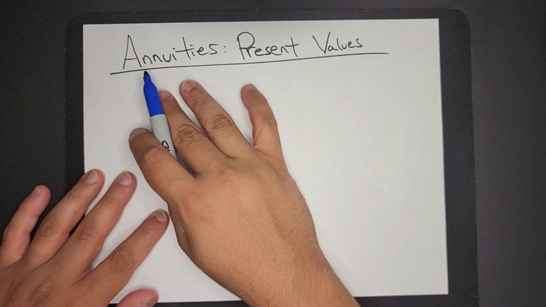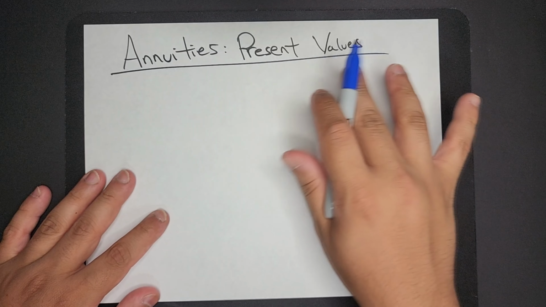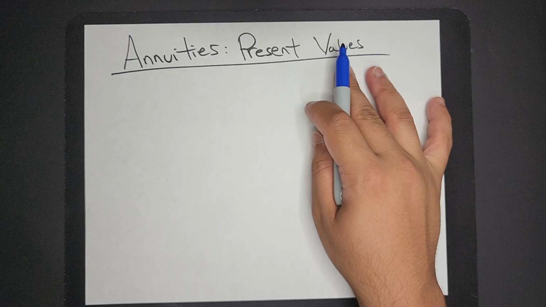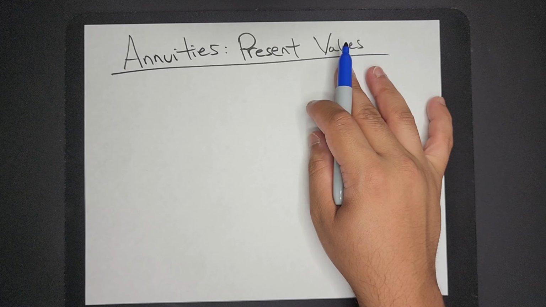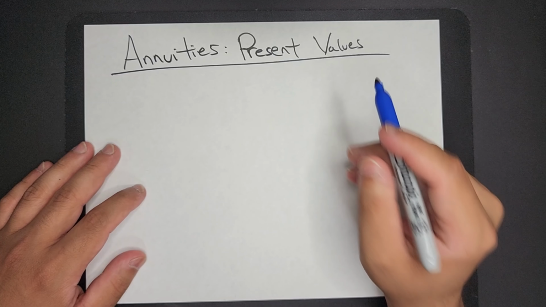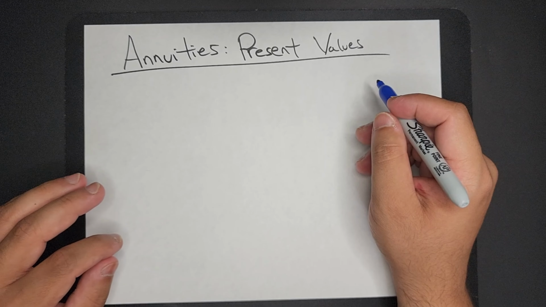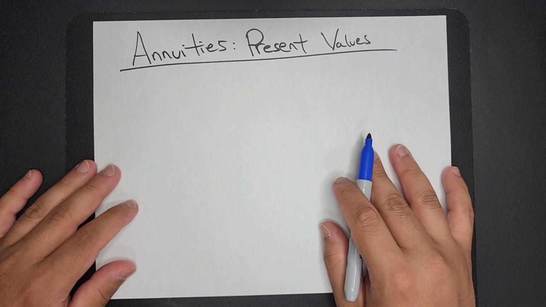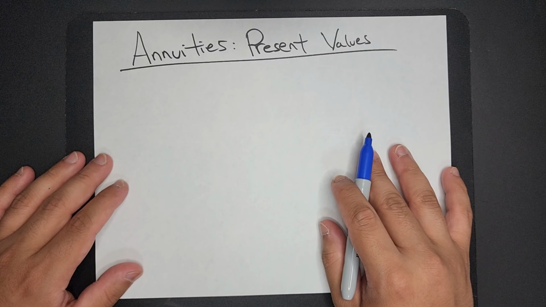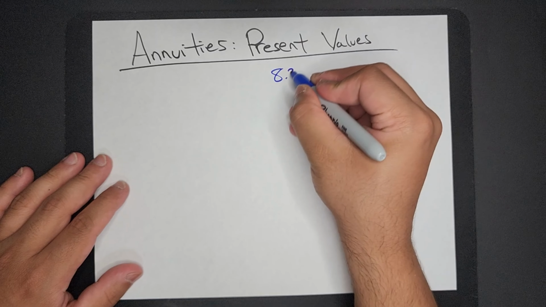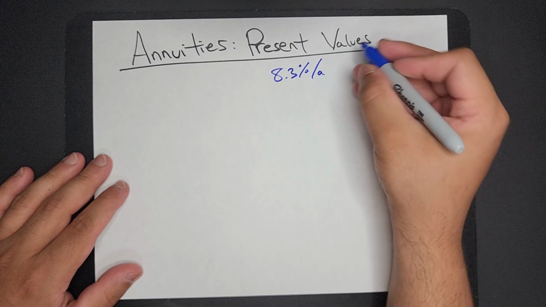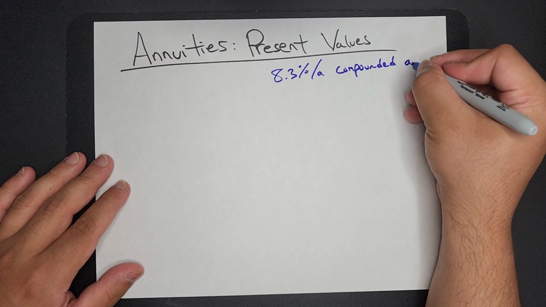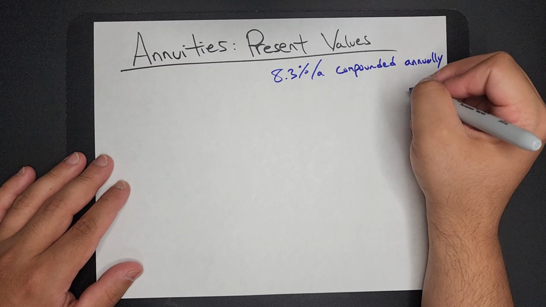So, in this video we're going to be looking at annuities, but in terms of present values. In the last one we did future values, but in this one we're going to be looking at present values, which means what do we need now, or how much we need to invest now. So let's look at, say, something that is 8.3% per annum compounded annually.